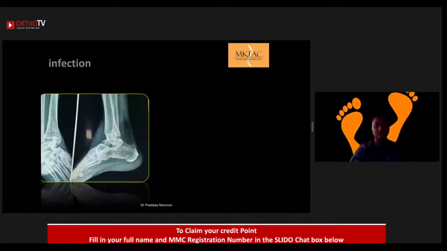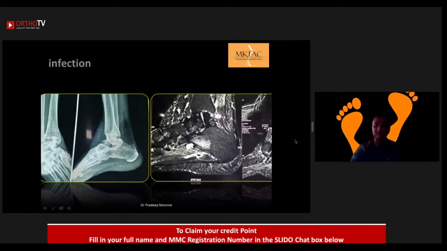This patient came from Bangladesh with a painful heel, where for almost 6 months he was being treated as plantar fasciitis. But here you can see on the X-ray something is not right. Got an MRI done. Look at that. There was a calcaneum osteomyelitis present.